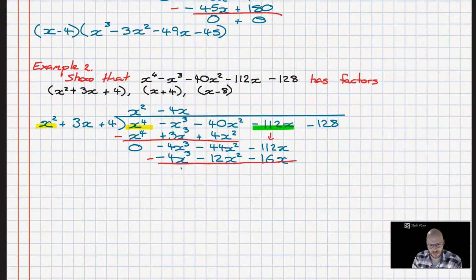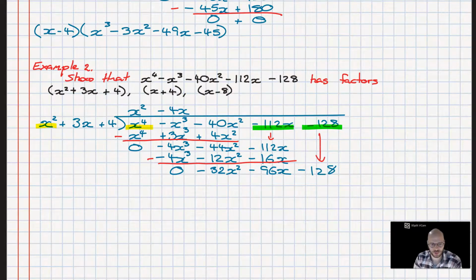We're going to come out as 0 for the first term. The second term, take minus 44 add 12, or minus 12 add 44... that will come out as minus 32x squared. And then the second term will come out as negative 96x, I believe. Now grabbing the final term, we bring it down. We're going to get the negative 128 there.